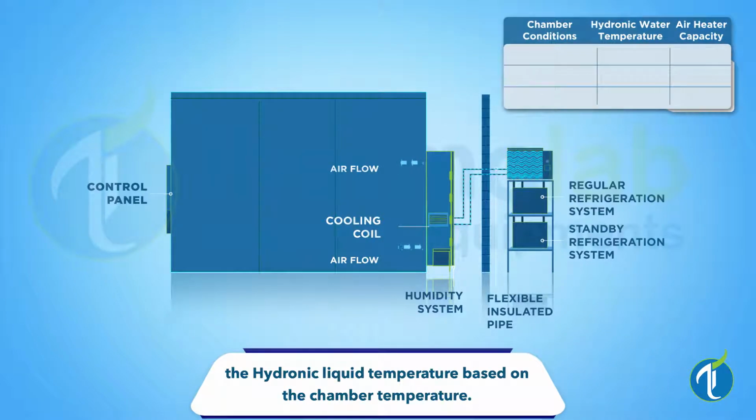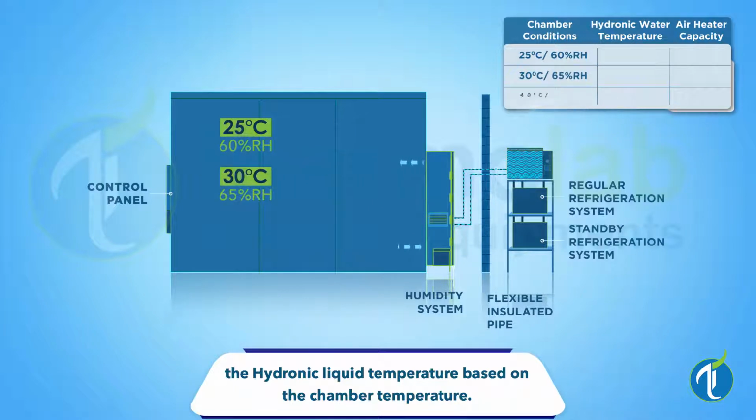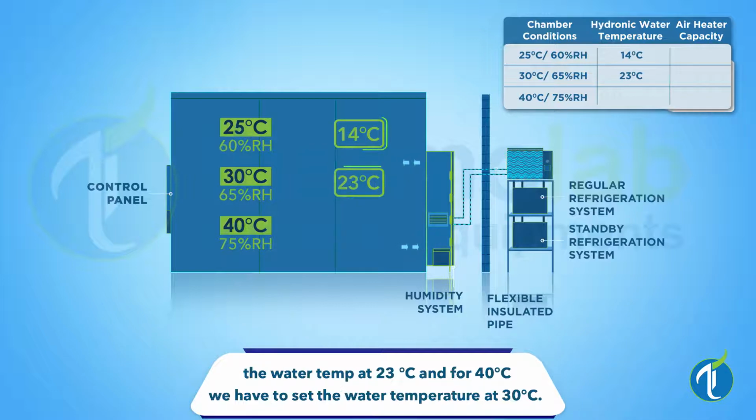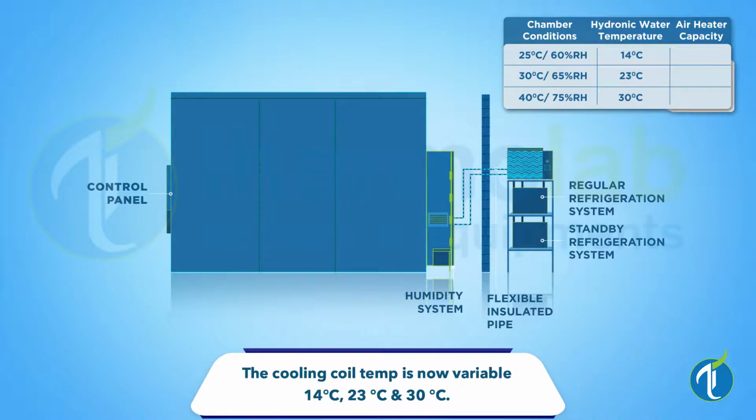Again, taking the ICH conditions, 25 degrees Celsius, 60% RH, 30 degrees Celsius, 65% RH, and 40 degrees Celsius, 75% RH. For 25 degrees Celsius, we have to set the hydronic liquid temperature at 14 degrees Celsius, for 30 degrees Celsius, we set the water temperature at 23 degrees Celsius, and for 40 degrees Celsius, at 30 degrees Celsius. The water temperature is the same as the cooling coil temperature. The cooling temperature is now variable: 14, 23, and 30 degrees Celsius.